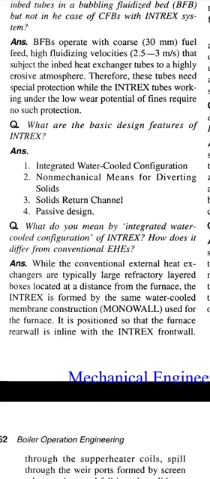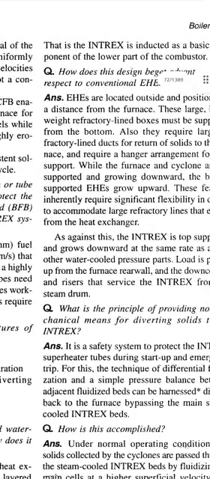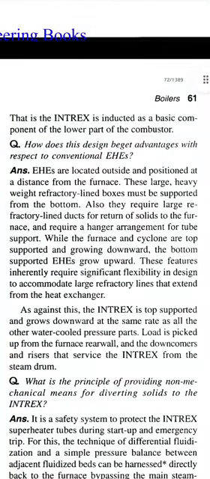Answer. While the conventional external heat exchangers are typically large refractory lined boxes located at a distance from the furnace, the Intrex is formed by the same water-cooled membrane construction monowall used for the furnace. It is positioned so that the furnace rear wall is in line with the Intrex front wall. That is, the Intrex is included as a basic component of the lower part of the combustor.